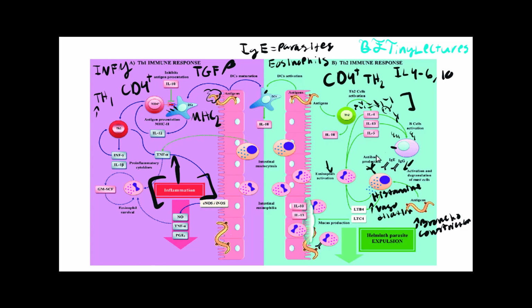IgG is going to stick to the surface of the pathogens, and now the eosinophils are going to bind to the IgG. Not only that, but the parasites are moving really quickly, but when all the IgG antibodies stick to the parasites, they're going to slow down and they can't move as fast.